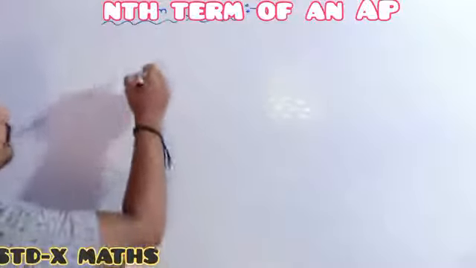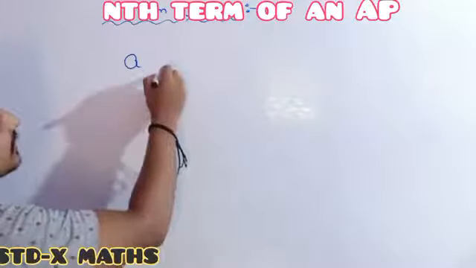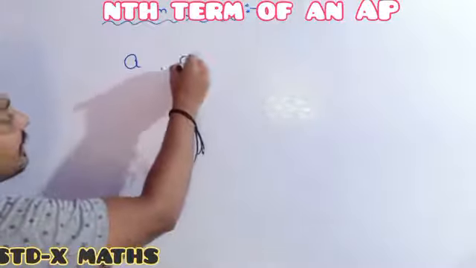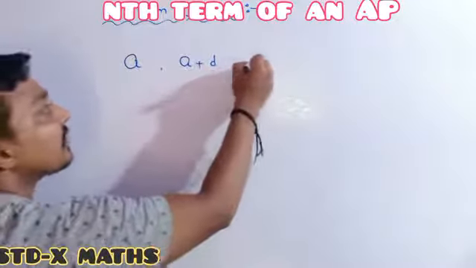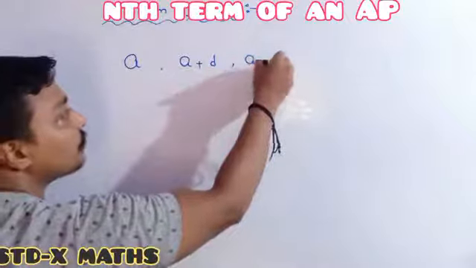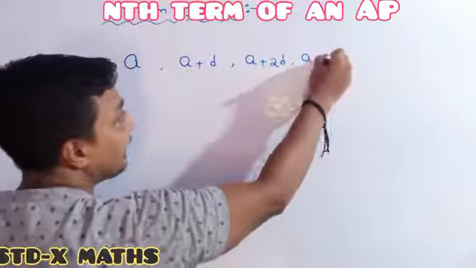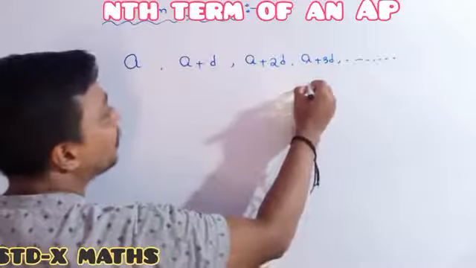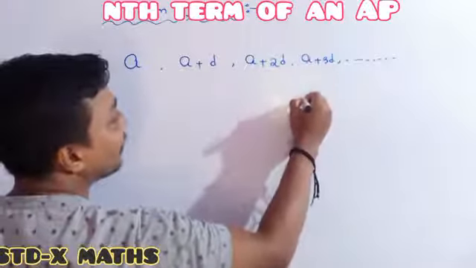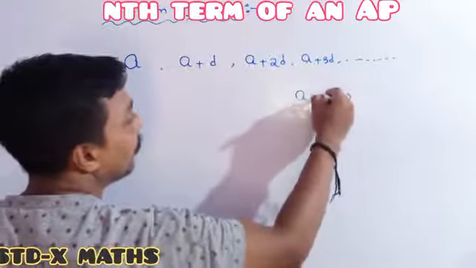It was said that the first term is A, then the second one is A plus D, the next one is A plus 2D, the next one is A plus 3D, and it continues, and the final nth term is A plus (n minus 1) times D.